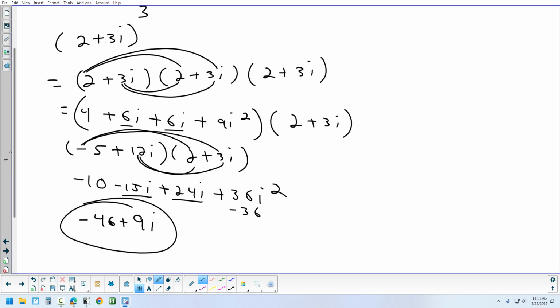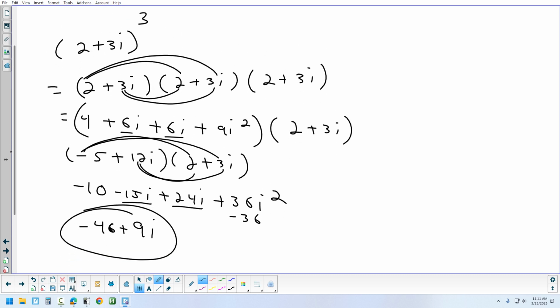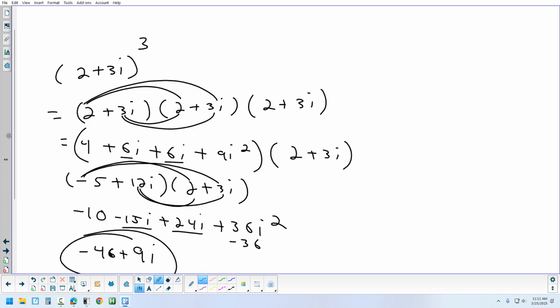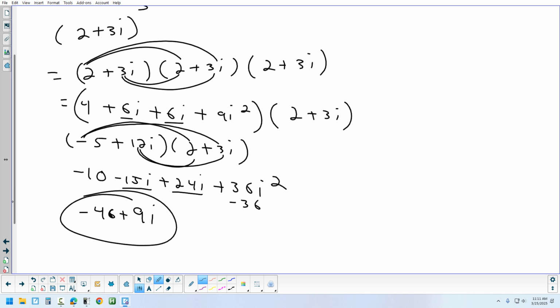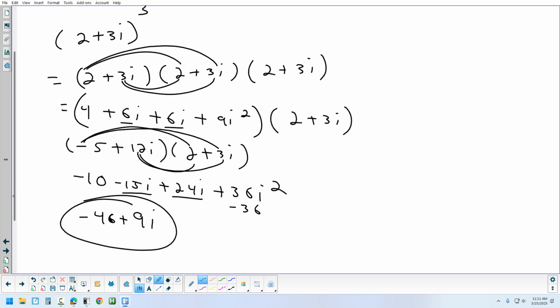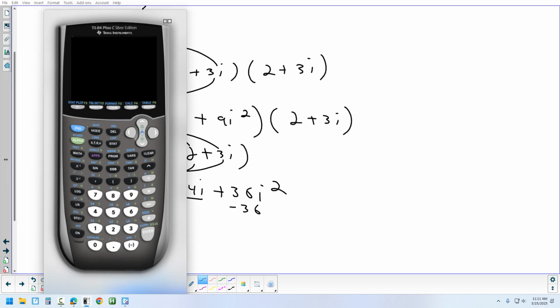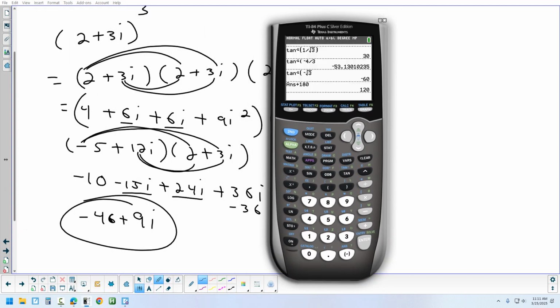So that's how long it took me to raise that to the third power. If that was even the 10th power, to write that out 10 times is going to take a long time. So we're going to learn a better way to do it. Now, just to confirm that we did it right, let's take 2 plus 3i, raise it to the third power, and see if we get -46 plus 9i. Yeah, so we did it right. It just took a lot of steps.